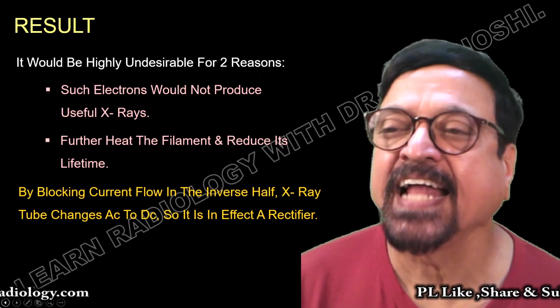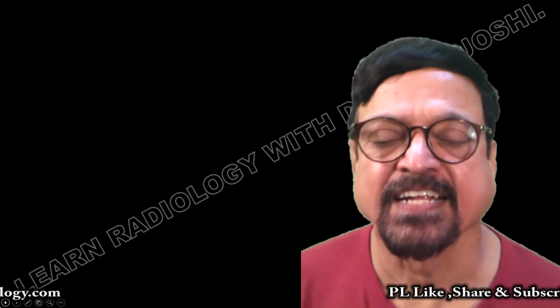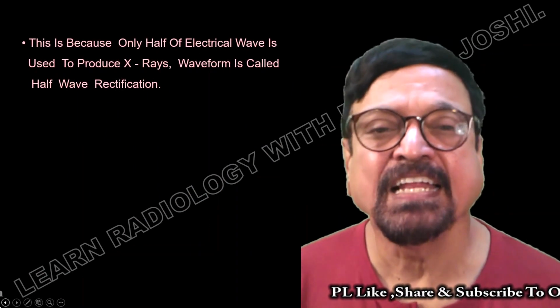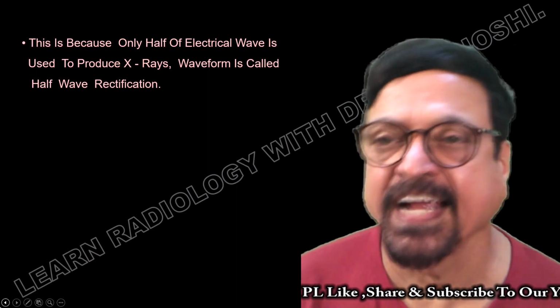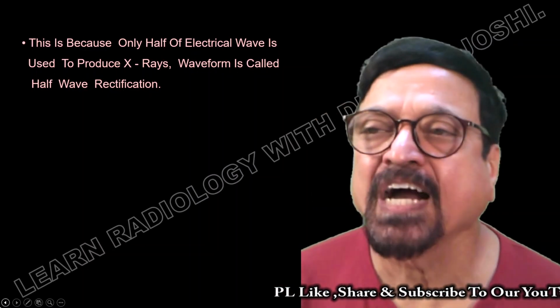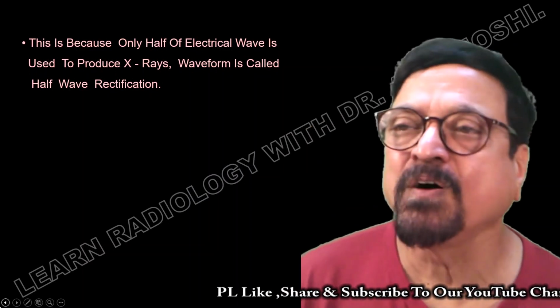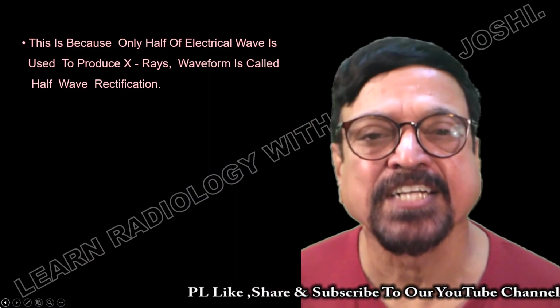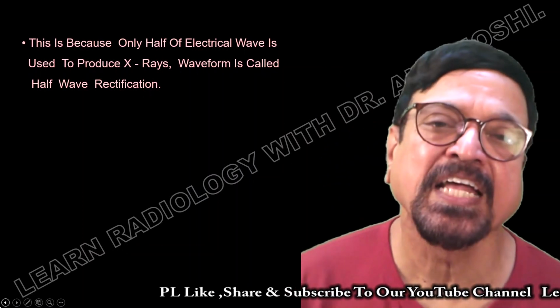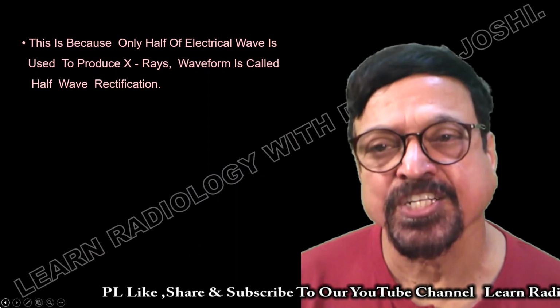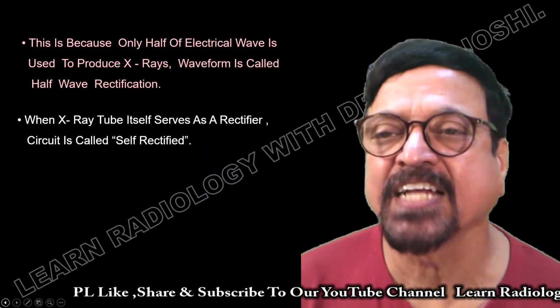By blocking current flow in the inverse half, that is the downstroke, the X-ray tube changes AC to DC. So it is an effective rectifier, but it is a very costly and very inefficient method to get it rectified. This is because only half of the electrical wave is used to produce X-rays. Why? We are using only half of the wave for X-ray production. So it is called half wave rectification.